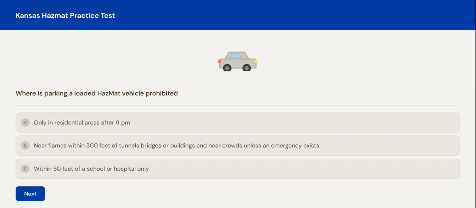Let's keep going. Where is parking a loaded hazmat vehicle prohibited? Near flames, within 300 feet of bridges, buildings, and near crowds. Public safety is the priority. You must park in a way that minimizes risk if the load fails.